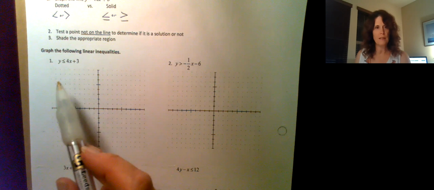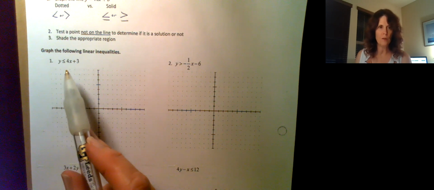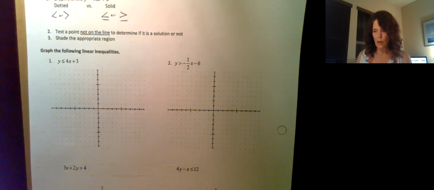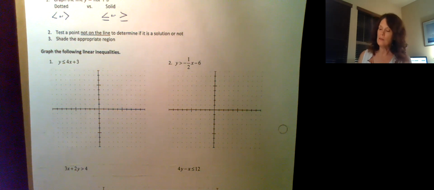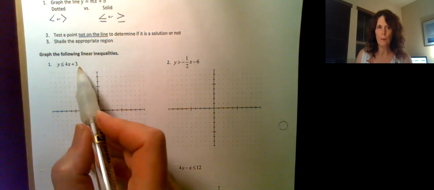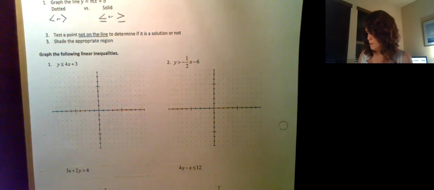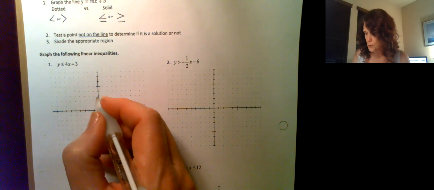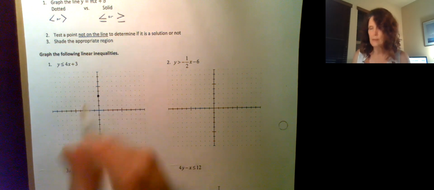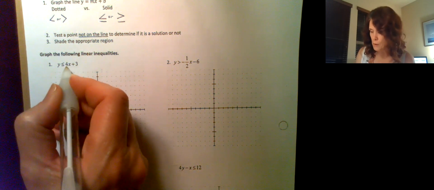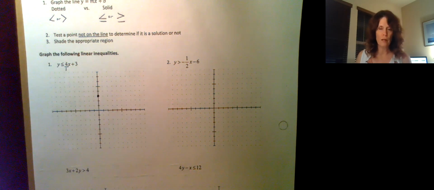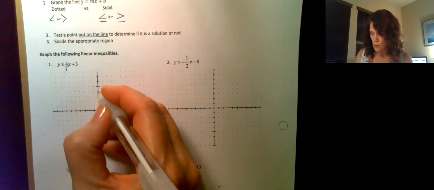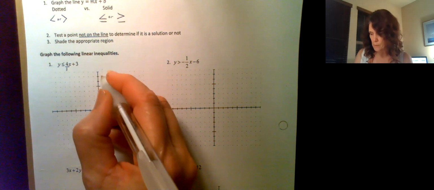So let's practice it right here with y is less than or equal to 4x plus 3. Is it already in slope-intercept form? Yes, so that part's easy. Where am I going to begin? 3 on the y-axis, 1, 2, 3. How does this line move? The slope is 4 over 1. I'm going to rise 4, run to the right 1. 1, 2, 3, 4 over 1.